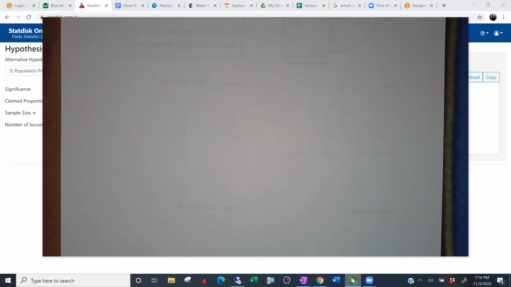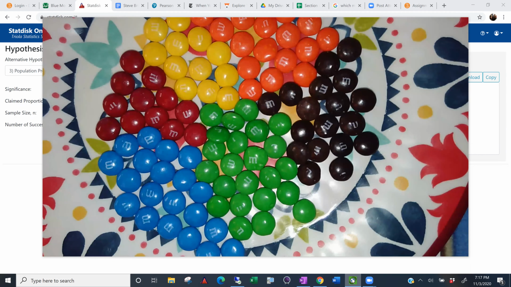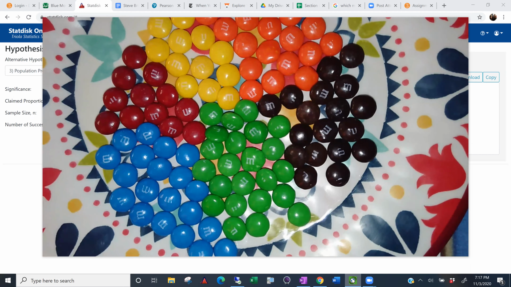Let's see. So you asked about doing some with your own data. So here's some of my own data. Yay. And I'm happy that we can finally do this example.